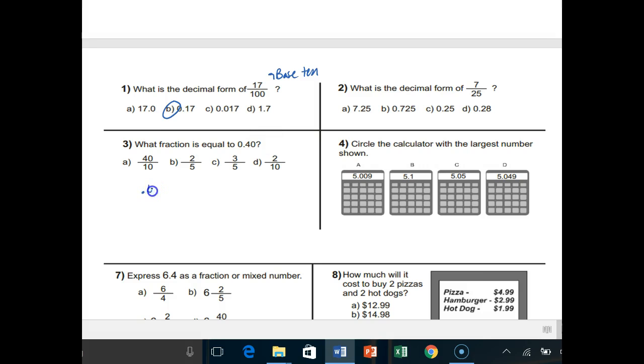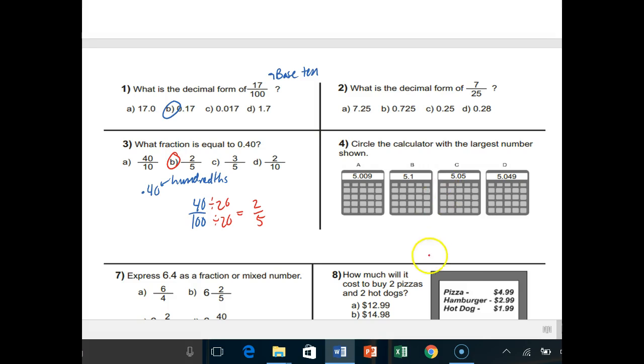What fraction is equal to 0.40? So 0.40, you say, okay, that's in the hundredths place. Because it's in the hundredths place, I can go ahead and put it over 100. And then this looks very similar to a problem we just did. So divide by 20, divide by 20. What do I get? I get 2/5, B.